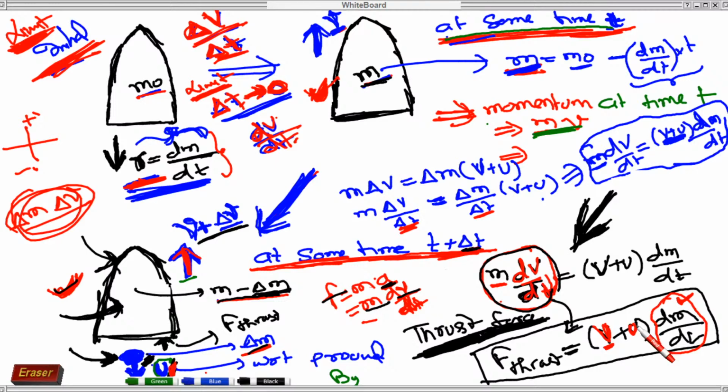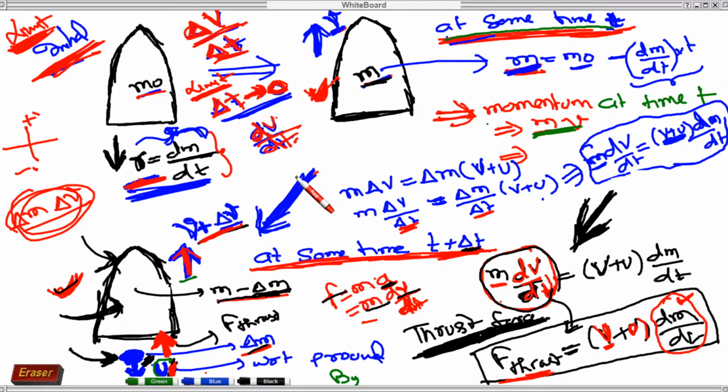If these things are given, what is the thrust force that the rocket will experience at that point of time? This is the thrust force that will act on it. Due to this, there will be a change in velocity. Why is there a change in velocity? If there is a velocity change, it means it is having some acceleration.